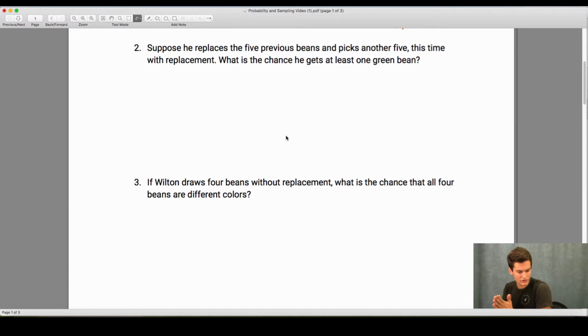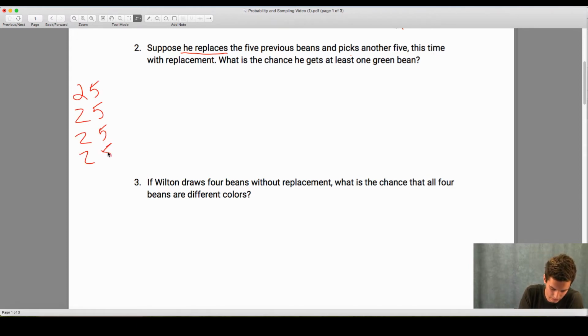So let's see what we can do with the second one. In this second problem, Wilton replaces the previous beans. So we have a stored setup of 25 beans for each color. And then what he does is that he picks another 5, this time with replacement. So remember that our problem is slightly different now. And what we're asked to calculate is the probability that he gets at least one green bean.